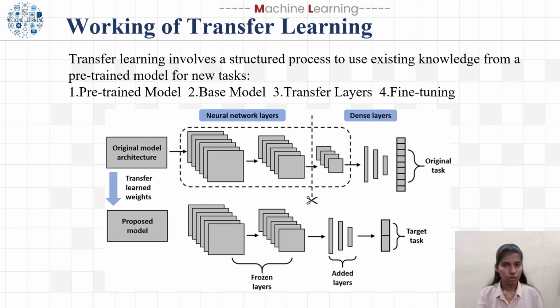Then we remove the original output layer and add new layers for our specific task. The final step is fine tuning, where we train the new layers and sometimes slightly adjust the weights of the frozen layers using our smaller dataset for the targeted task. This is how transfer learning works.